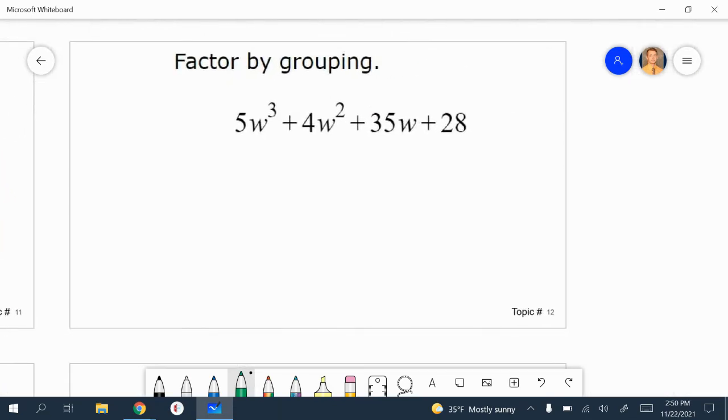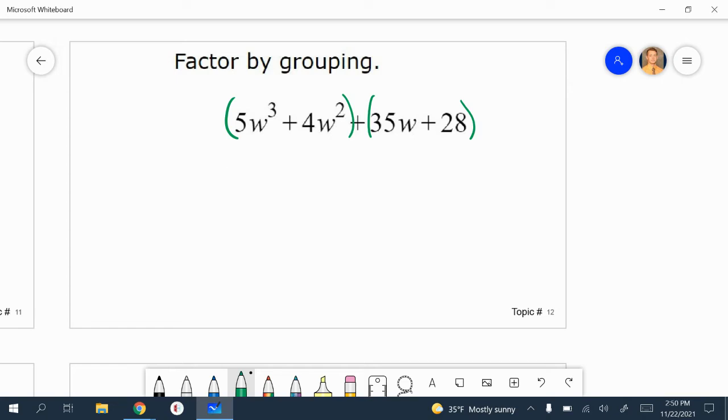Okay, next we're going to factor by grouping. And what that means is I'm going to group the first two terms and the last two terms like this. And I'm going to pull numbers out just like I did on the last problem. So from the first group, I can pull out w squared, and that's the only thing. I can't pull out any numbers because there's no numbers that go into 5 and 4.